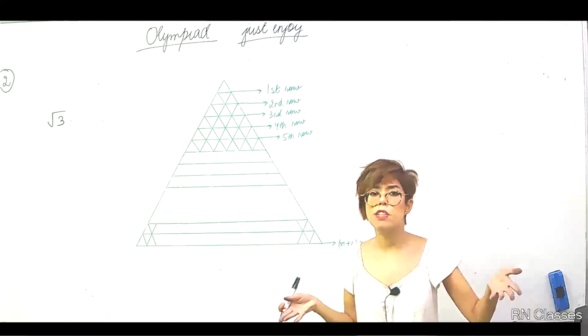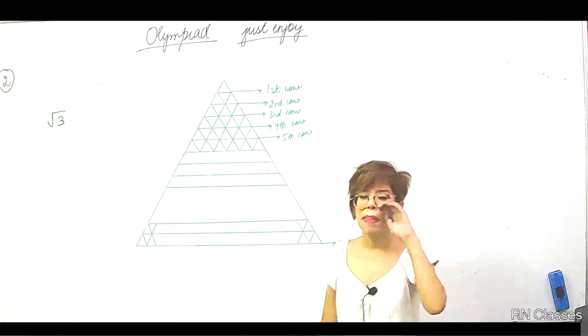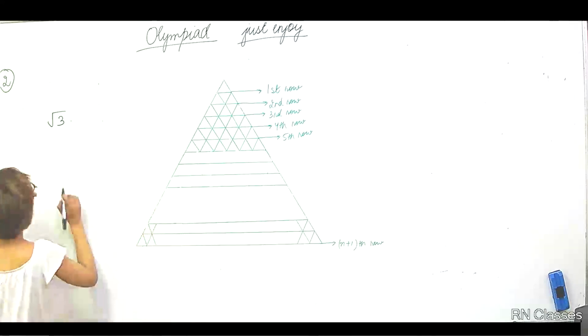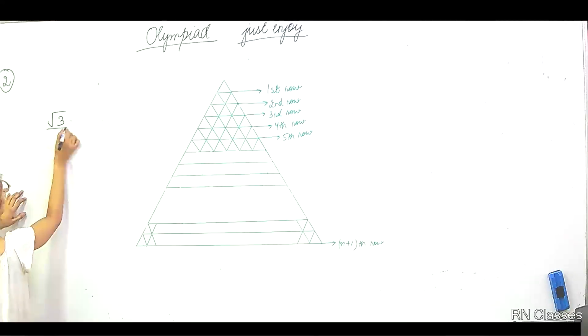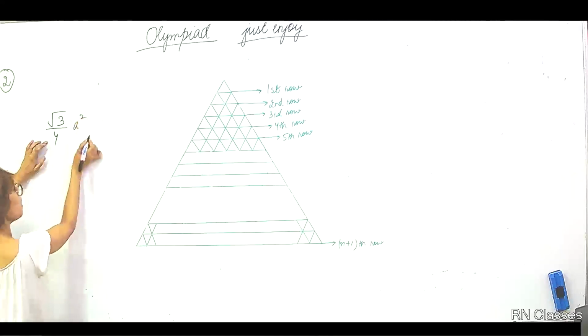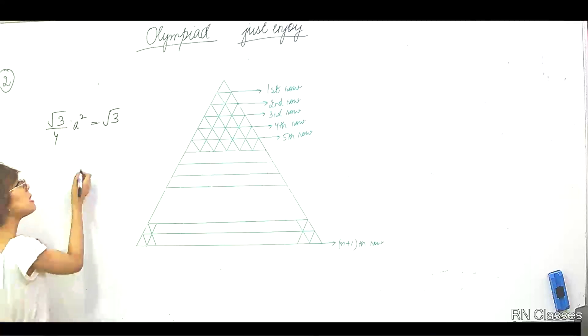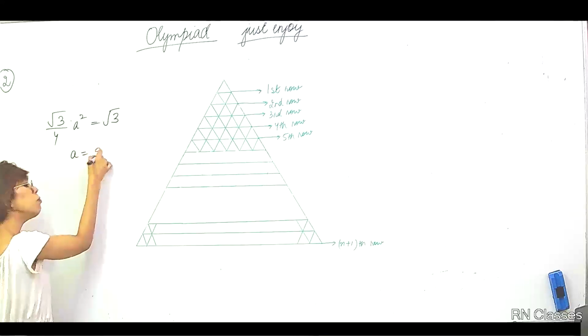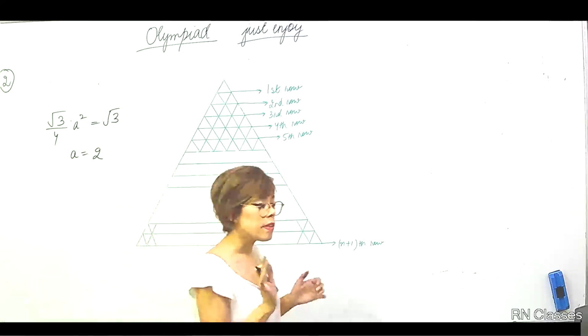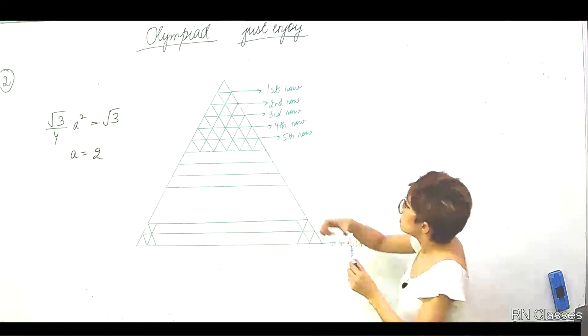I need to find the side of the equilateral triangle. So the area of an equilateral triangle is √3/4 a square. I want this area to be equal to √3. That means the side has to be 2 units. Right, 2 units as in this length.